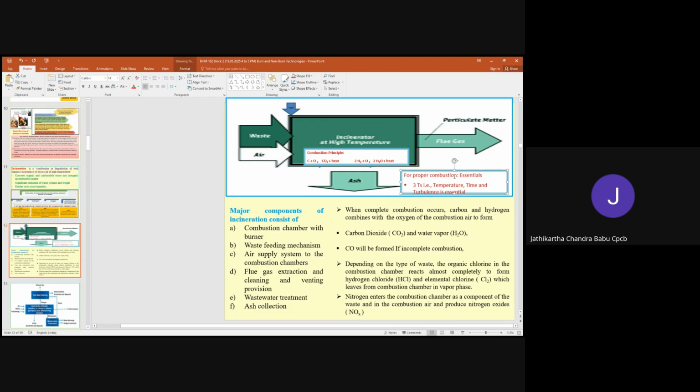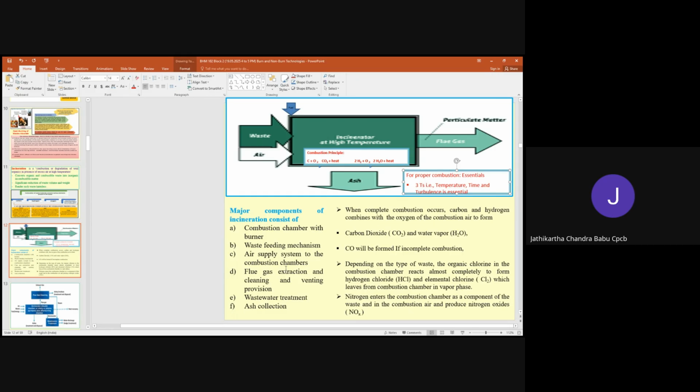Therefore, for proper combustion, there should be 3 T's. We call it 3 T's are required: temperature, residence time, and turbulence. These are essential for proper combustion. What are the 3 T's? The temperature, the residence time, and turbulence. These 3 T's are required for combustion of any waste into harmless compounds.